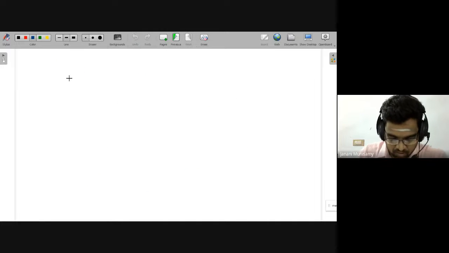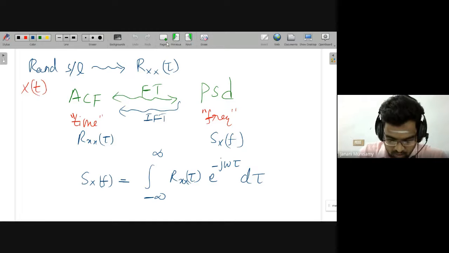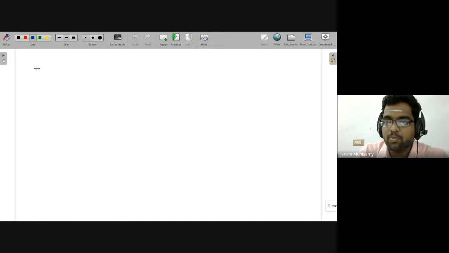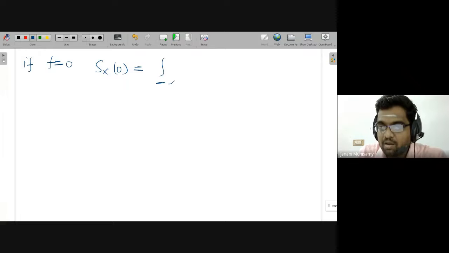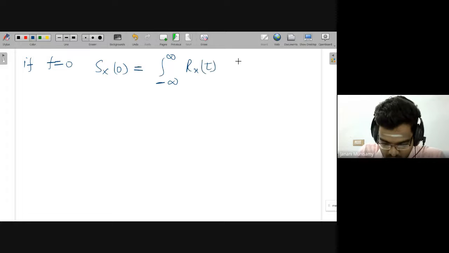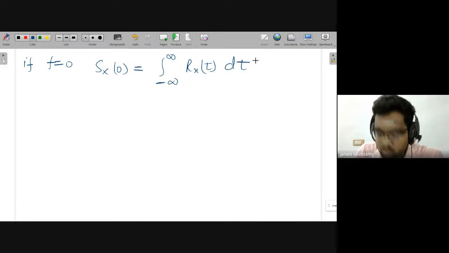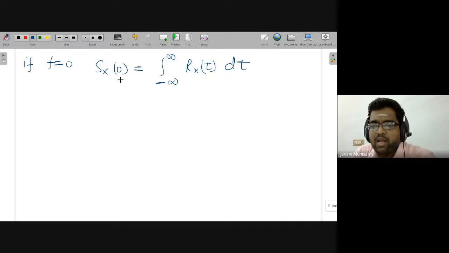Say, or before that, in this formula, we will put f is equal to 0. Once you put f is equal to 0 in this formula, Sx of 0 is equal to the integration from minus infinity to plus infinity of Rx of tau d tau. Again, can anybody tell me what is Sx of 0? What is Sx of 0?